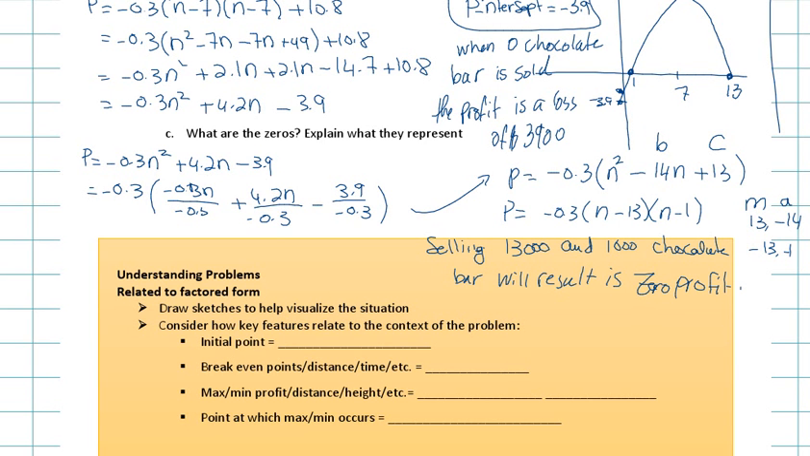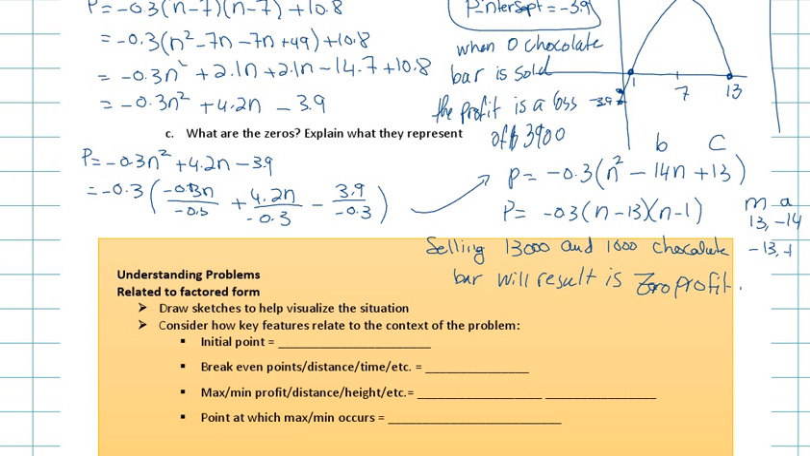Okay, 90% of the time, the questions are going to be similar to this question, okay? Where they're going to ask you, what is your optimal profit? Optimal profit would be 10.8, which is 10,800, right? How many chocolate bars do you have to sell to make that optimal profit?